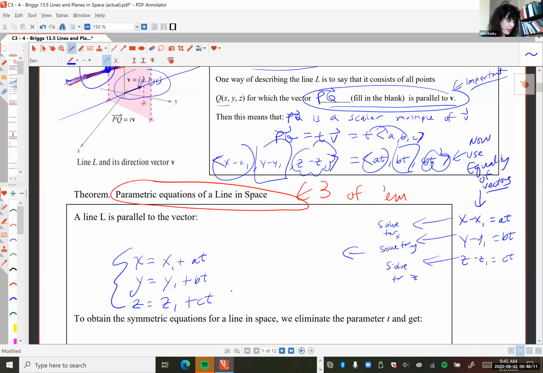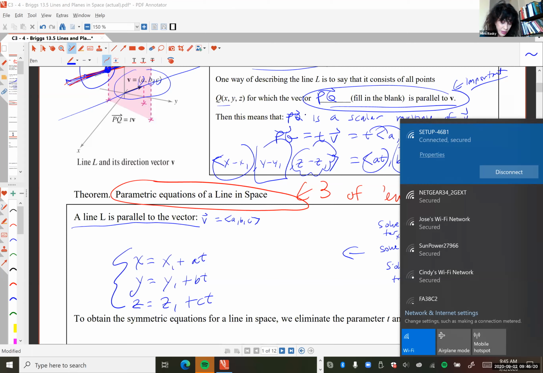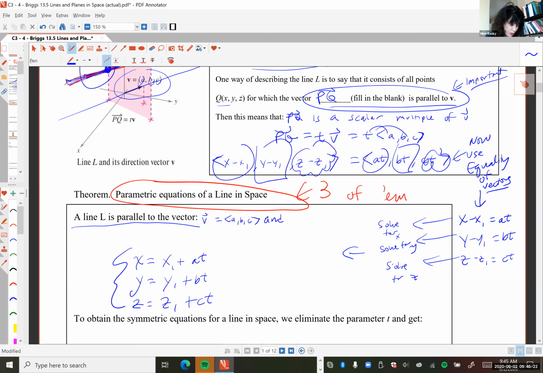Well, what line? It's a line L which is parallel to the vector v, which has these little scalar components a, b, and c, and passing through the point P with coordinates x1, y1, and z1, and is represented by the parametric equations.